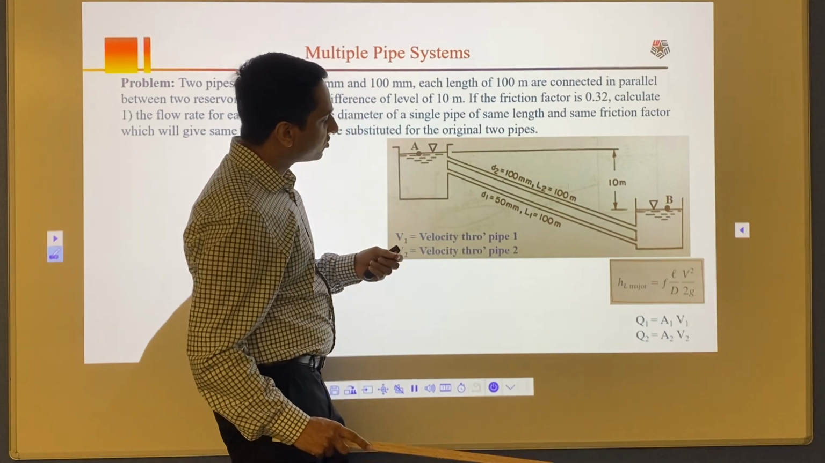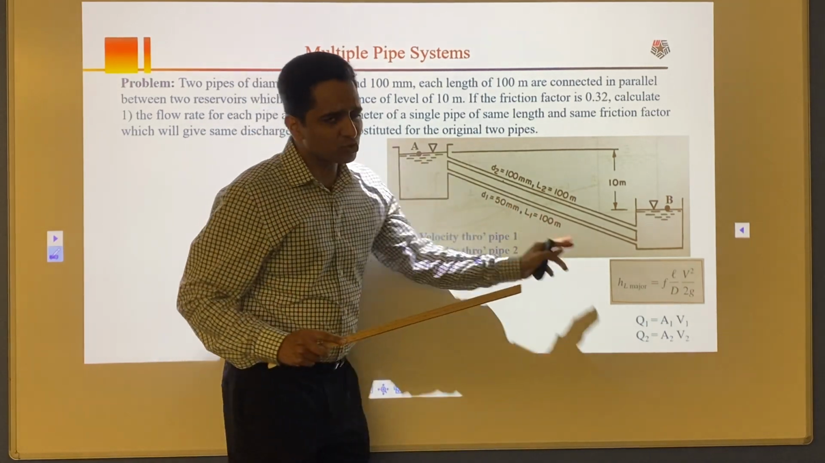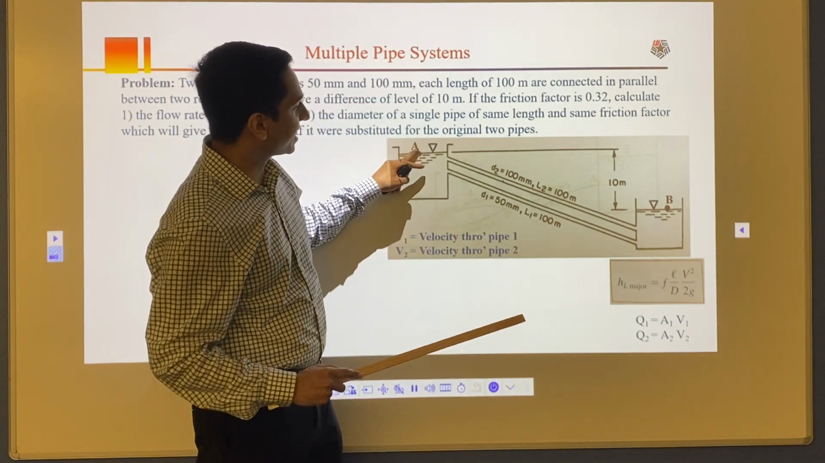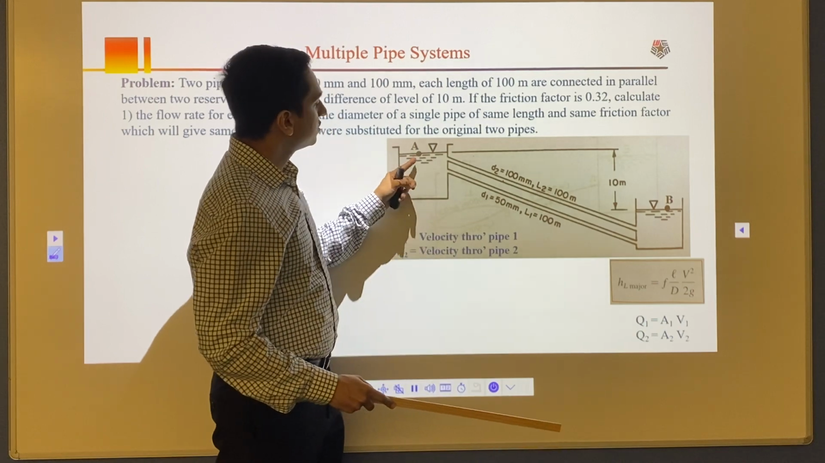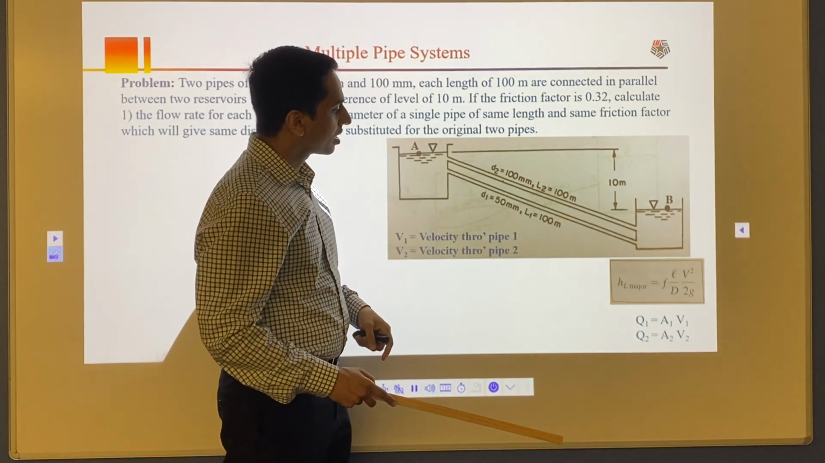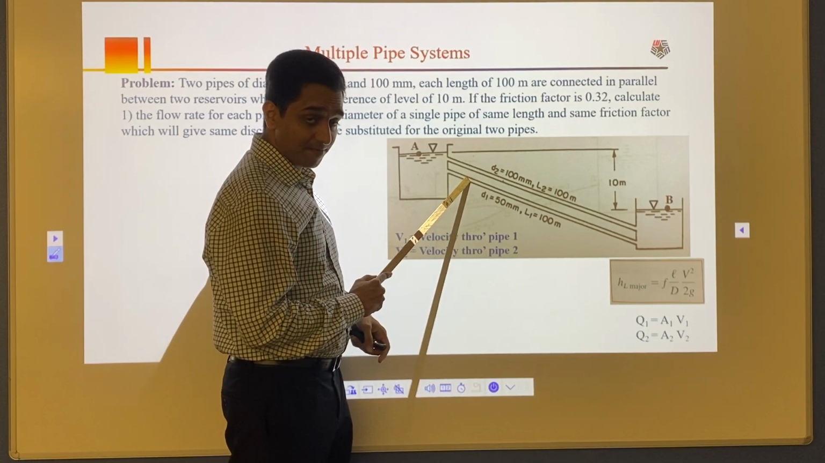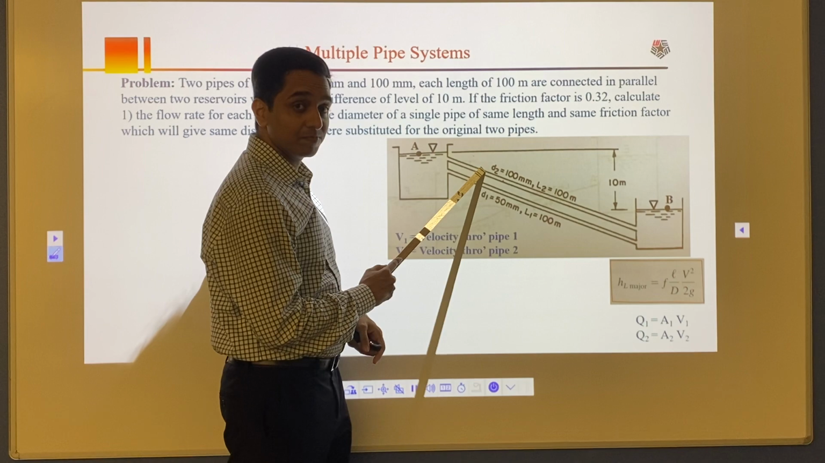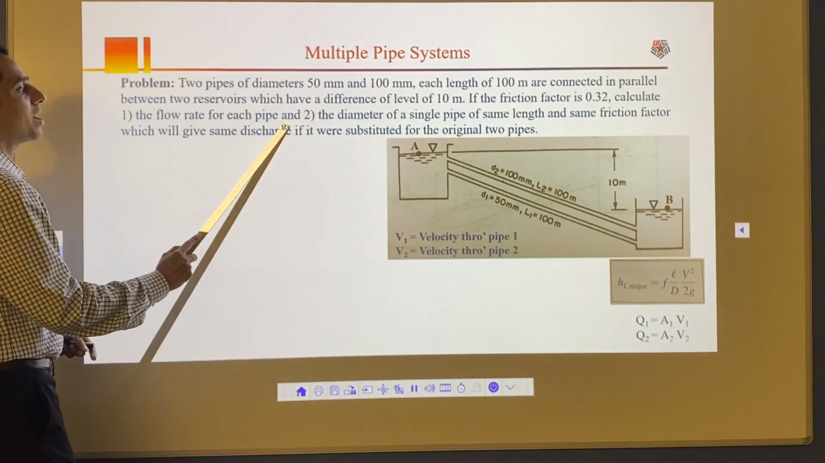What we have to do in this problem is to calculate the flow rate. The flow is driven by gravity. Here tank A is 10 meter high, and tank B is at base height 0. So the flow goes from tank A, 10 meter high, to tank B, and we want to find out the flow rate in pipe A and the flow rate in pipe B. That's what they have asked: the flow rate in each pipe.